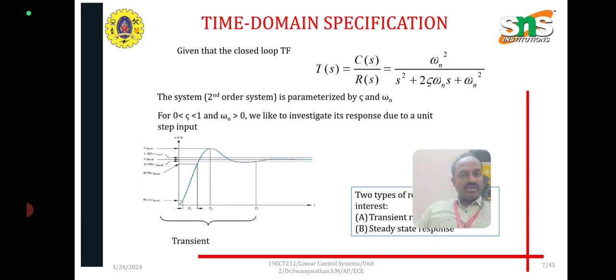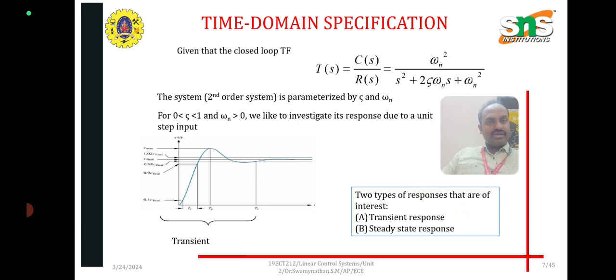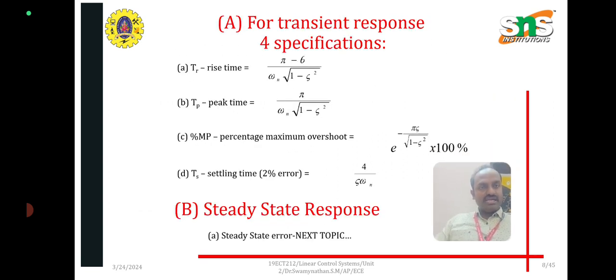Look at this graph, you can see the transient response. Transient means, as we already discussed, that with respect to time the output varies, which is called the transient response. Steady state means the output does not vary. So this is the transient response and this is the steady state response. Next, the four transient specifications are rise time, peak time, percentage overshoot, and settling time, which is within 2% of error.